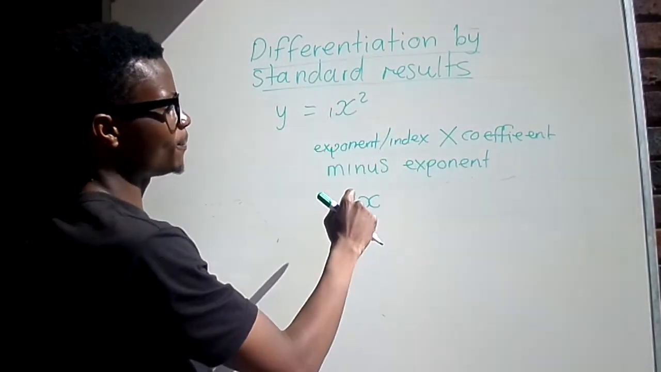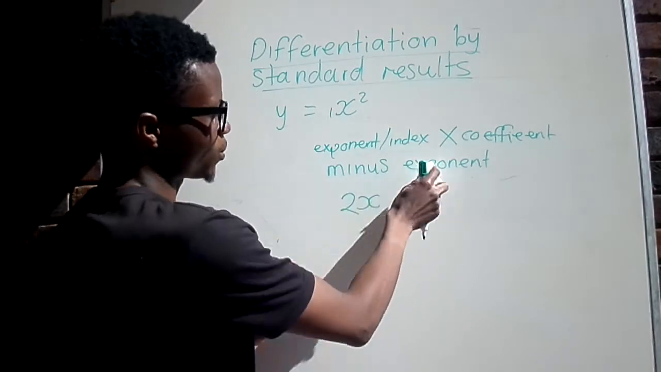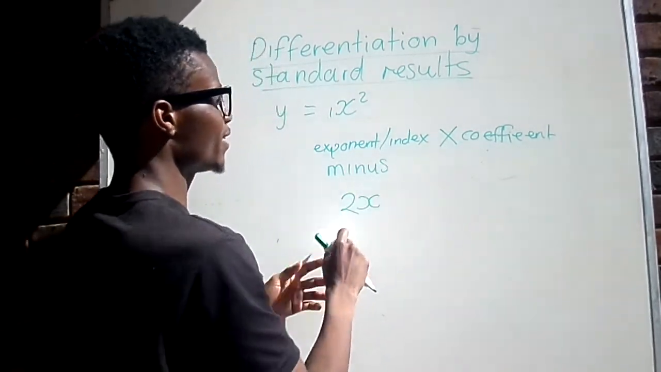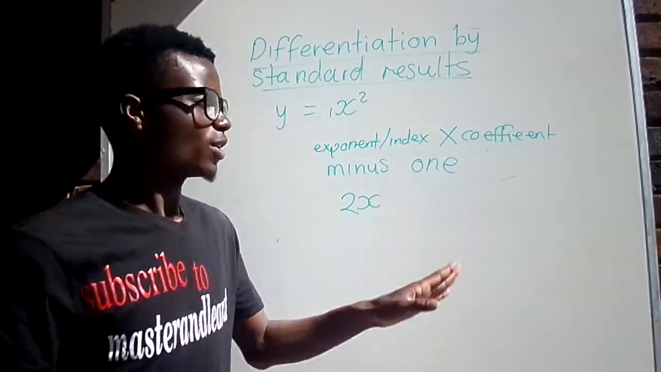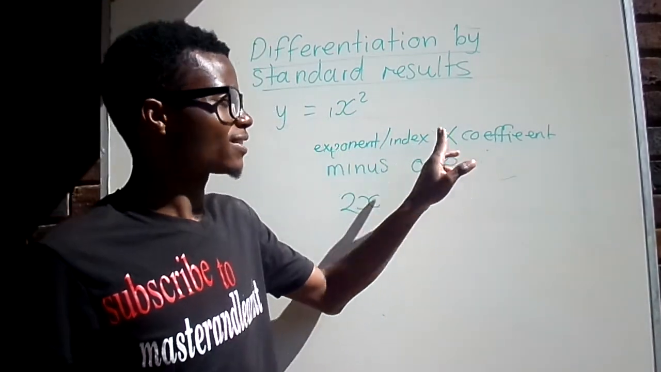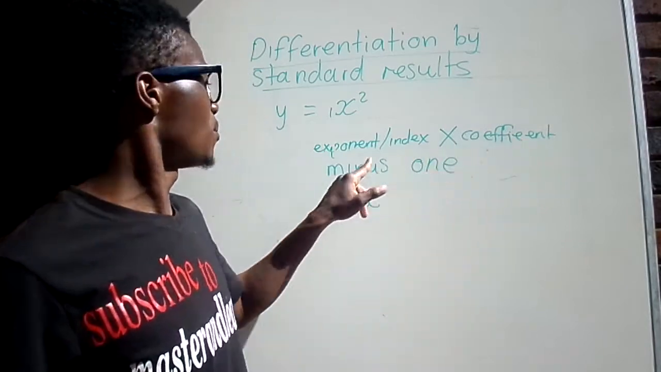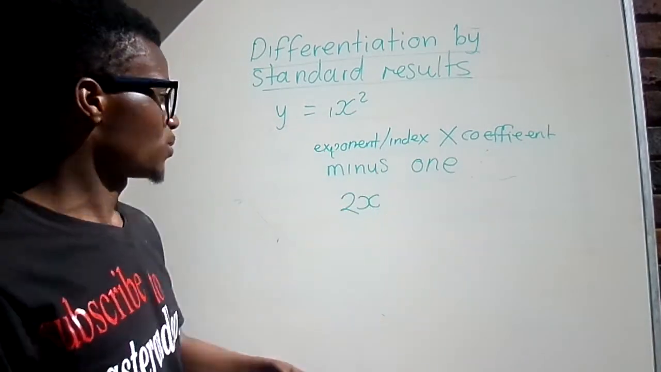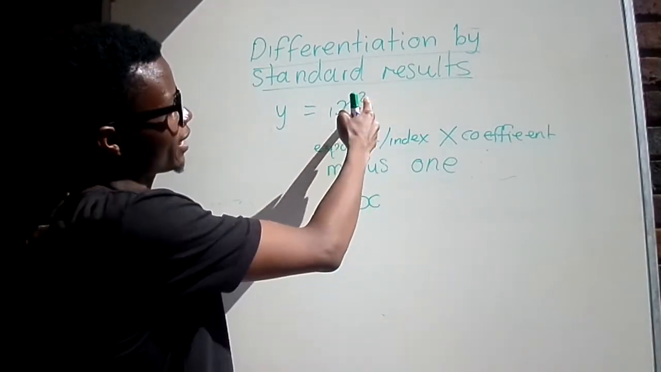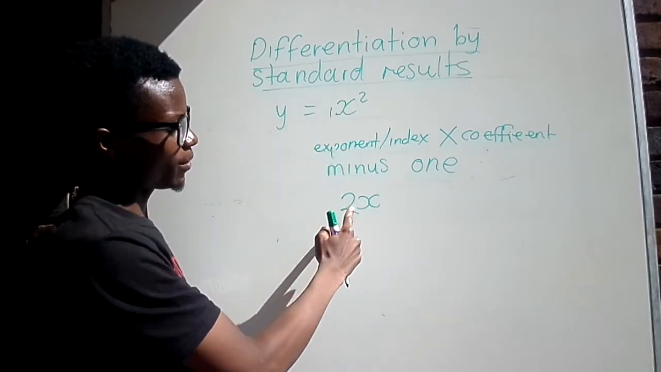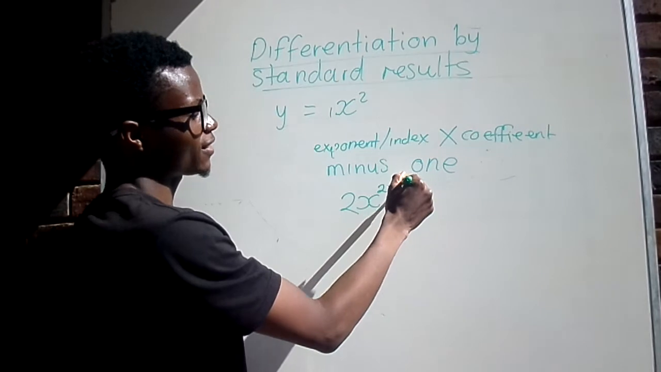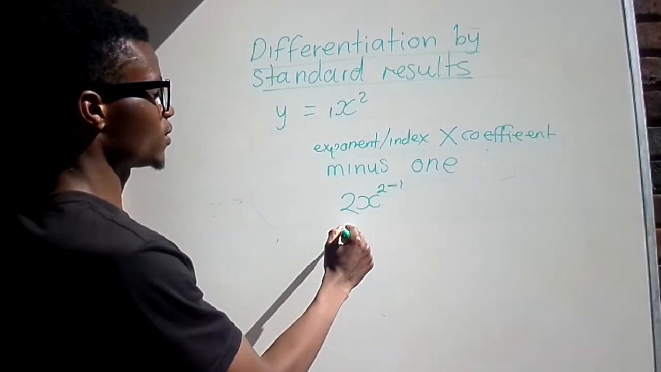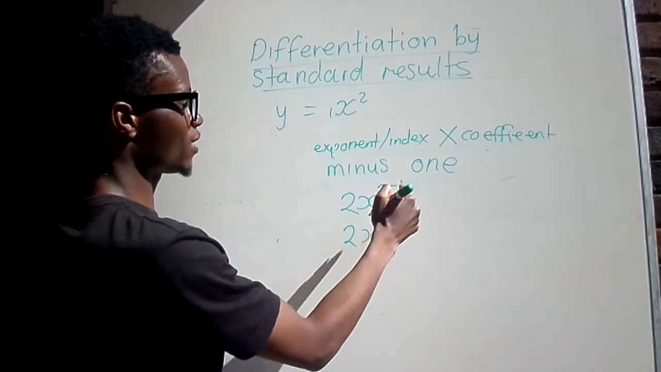You must say minus 1 rather. So we are going to say exponent times coefficient, x to the power of exponent minus 1. So here, exponent times the coefficient 1, we get 2x to the power of 2 minus 1. So we get 2x, 2 minus 1, that's 1.